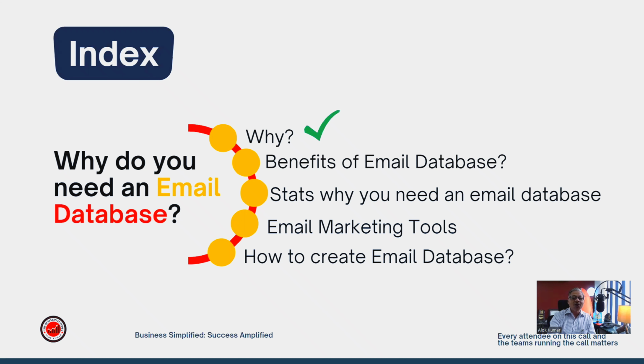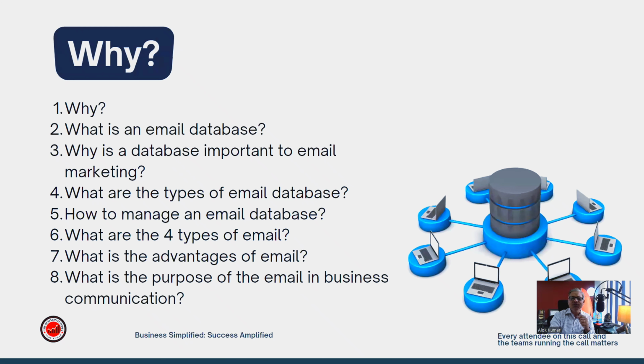So let's talk about the first one, the why. Obviously, why is the question which you should always keep in your mind. Anything you're going to do has to be justified by some answers. So again, why has been divided into multiple subcategories: what is an email database, why a database is important to email marketing, what are the types of email database, how you're going to manage it, what are the 4 types of email, what is the advantage of email, and what is the purpose of email in business communication. We are going to talk about all these whys one by one in day one.